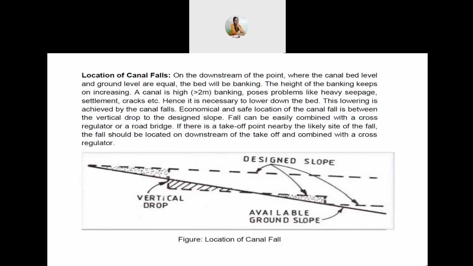The economical and safe location of the canal fall is where the vertical drop meets the design slope. A fall can be easily combined with a cross regulator or a road bridge. If there is a takeoff point nearby, the likely site of the fall should be located on the downstream of the takeoff and combined with a cross regulator. Here you can see the location of a canal fall, which has a vertical drop on the available ground slope, and above the available ground slope, the slope that we design is also shown.